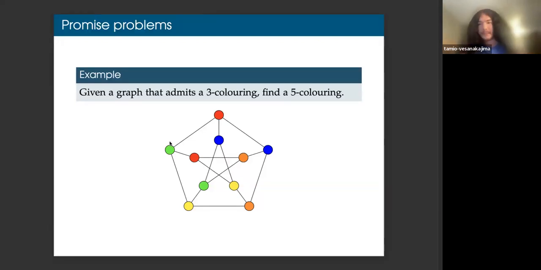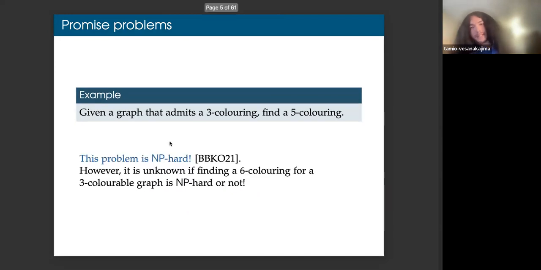And we can ask various things about this problem. Is it hard? Is it easy? It can't be harder than doing 3 coloring, but it might be easier in principle. Well, in this case, it isn't, because this was proved just 2 years ago. For 3 coloring versus 5 coloring, it's NP hard. But on the other hand, for 3 versus 6 coloring, nobody knows yet. It's still open. So 3 versus 5 is hard, 3 versus 6, open.